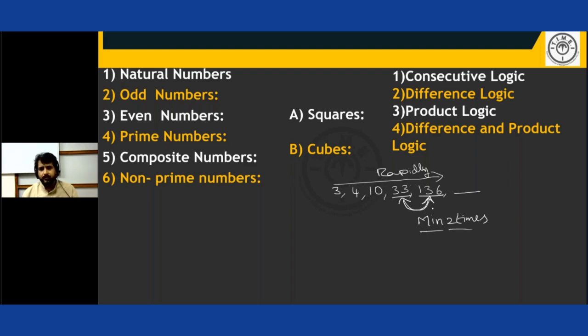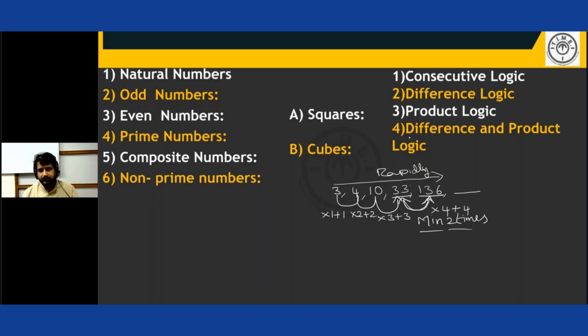It goes maximum how many times? Four times. 33 times 4 is 132. But what is the number given here? 136. How much more is it than that? 4. So into 4 plus 4. Now 10 and 33. It goes maximum how many times? 3 times. So into 3 plus 3. 4 and 10. It goes maximum how many times? 2 times. 4 times 2 is 8, plus 2. 3 and 4 goes maximum one time, into 1 plus 1.